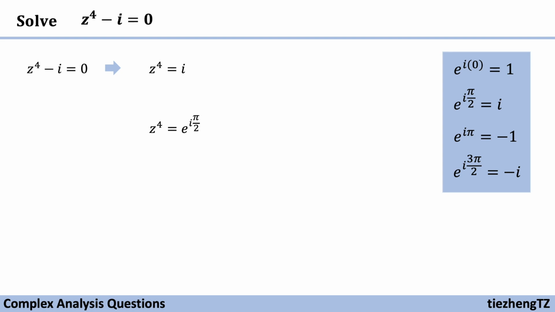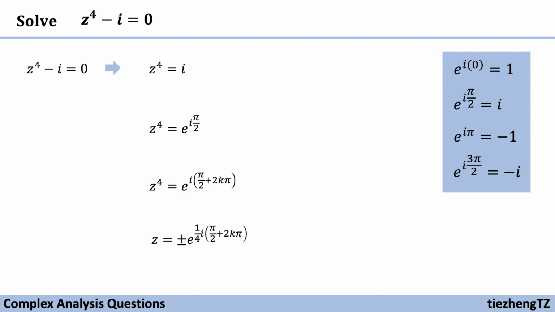We also know it has a period of 2 pi, so we just need to add one more step to write it as z to the power of 4 equals e to the power of i times (half pi plus 2k pi). And then we just multiply by 1 over 4 to the power form.